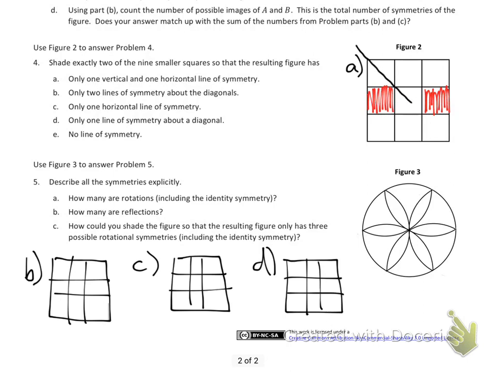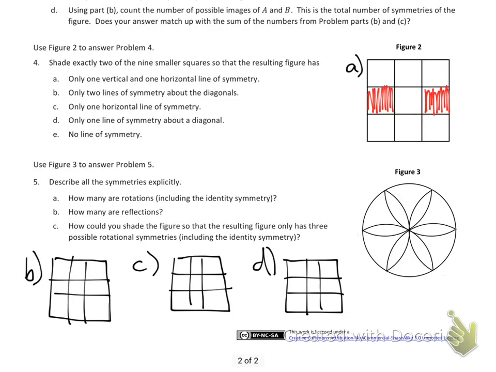Now, that's not completely it, because now let's look at this. Is a diagonal a line of symmetry now? No, the diagonal is not a line of symmetry for this. So we have only 1 vertical and only 1 horizontal line of symmetry. This works. For all these, you're going to shade in just 2 cells, just 2 boxes.